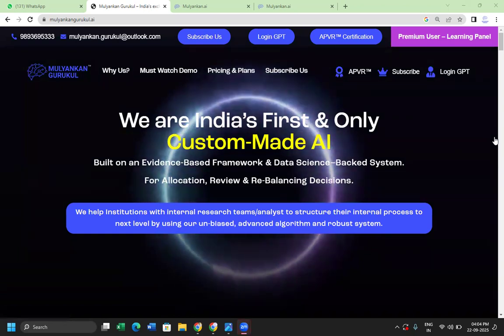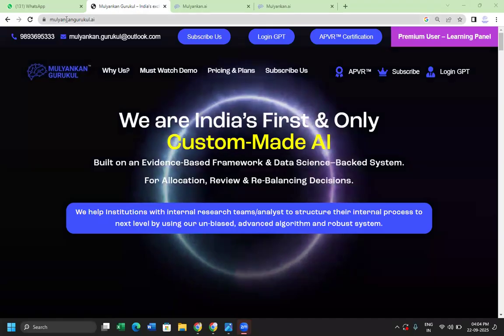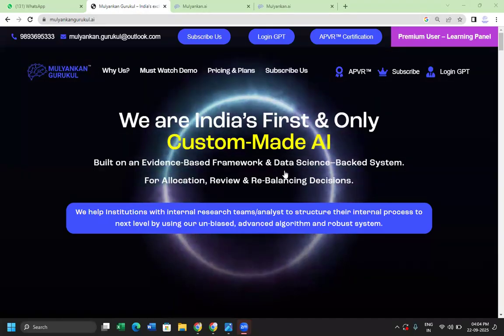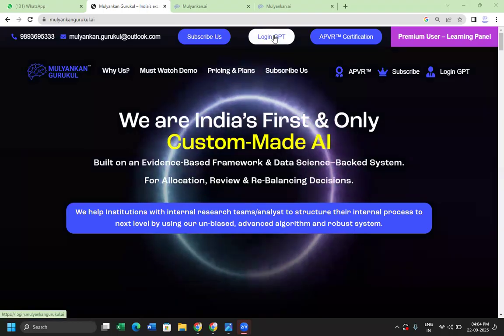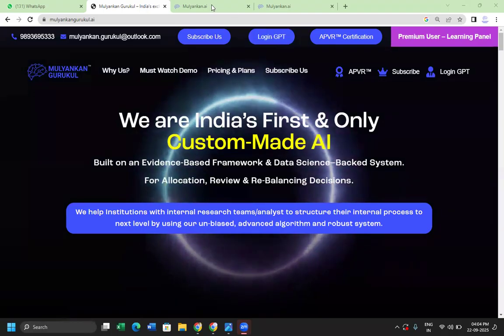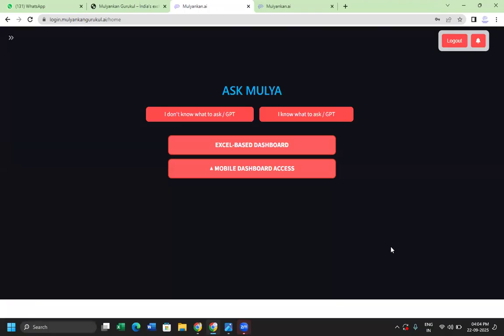So, to start with, sir, you'll use your login credential from the Mulyankan AI web page. The Mulyankan AI website will look something like this. You'll use your credential to log in to the GPT. Once you have logged in, this is how the interface will look.